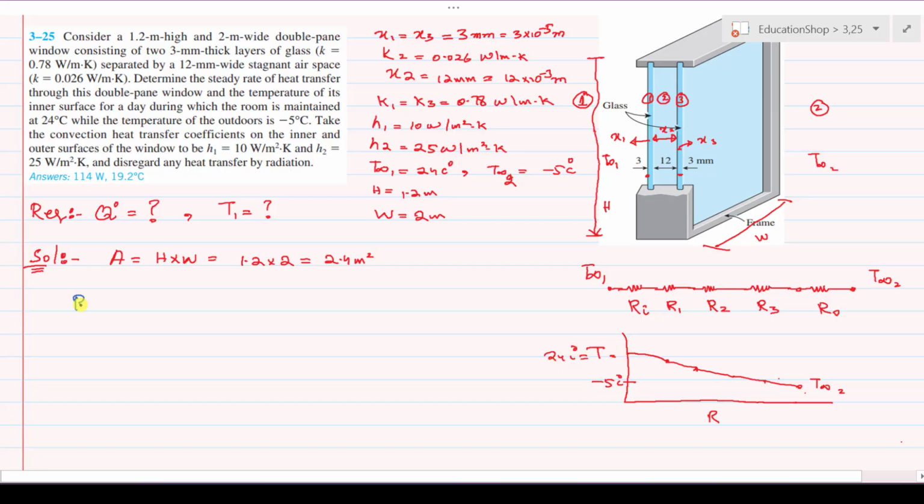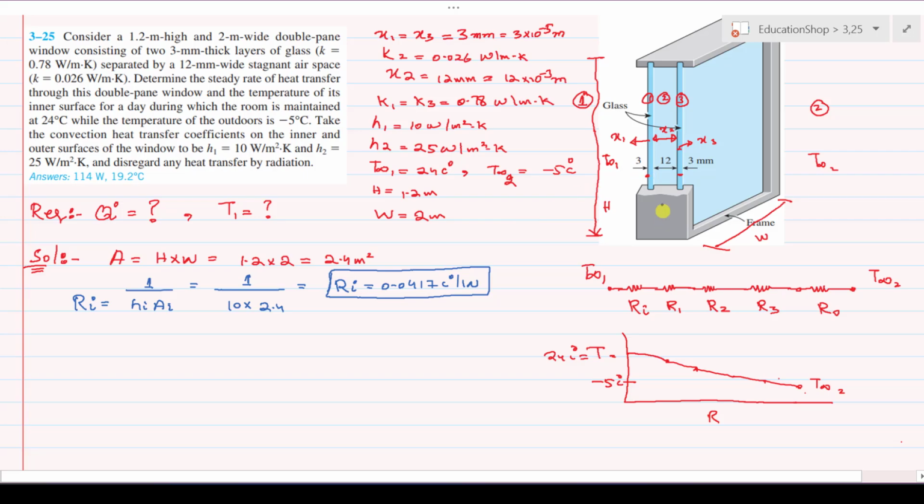The first resistance offered to the heat transfer is Ri, which is equal to 1 divided by HiAi. 1 divided by the Hi value, Hi means H1, that is 10, multiplied by area 2.4. Solving, you will get the Ri value, that is equal to 0.0417 centigrade per watt.